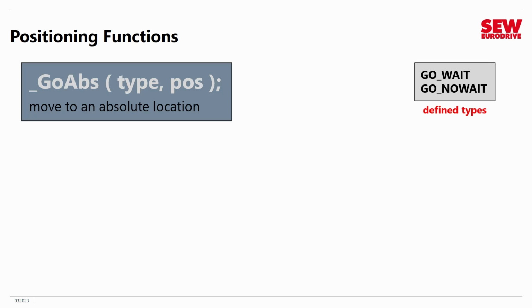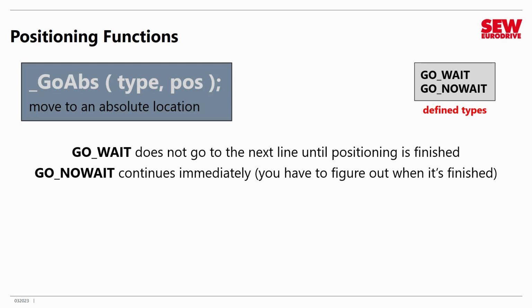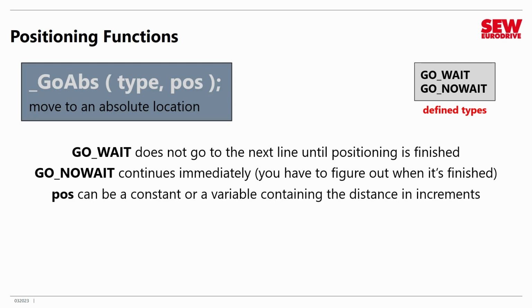The type is wait and no wait. Absolutely nothing different there. Again, if you use GoWait, it will not move to the next line until positioning is over. If you use no wait, it will continue immediately, and you'll have to figure out when it's finished. Positioning, again, is a constant or variable containing the distance in increments. The only difference is that position is treated as an absolute location relative to the machine zero location. It's not just an offset from where you're currently sitting. That is the only difference with GoABS.